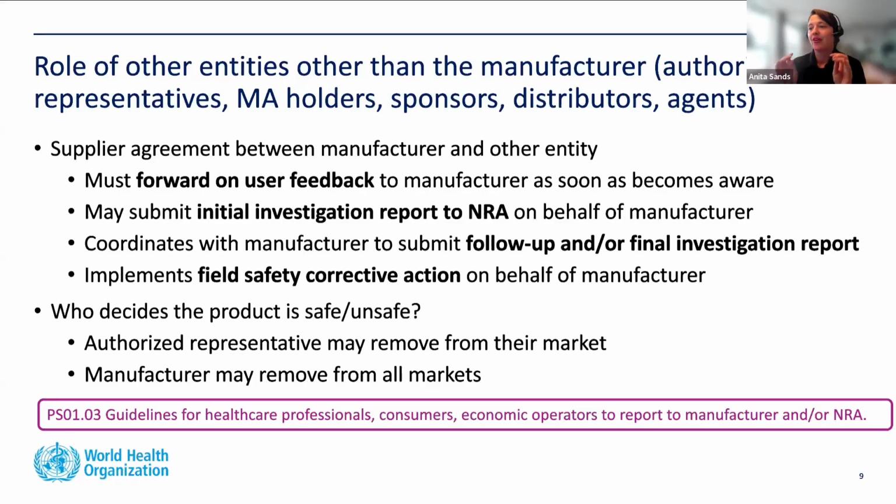Because in the end, who is it that decides if the product is unsafe? An authorized local representative can help it to be removed from their market, but that means that other markets are still at risk. So the legal manufacturer is the one that can remove unsafe product from all markets globally. And so I think that's something really important to consider when you're navigating this. And we certainly here have, in the market surveillance function, a sub-indicator around guidelines for people, other than the manufacturer, to be reporting information to the NRA.